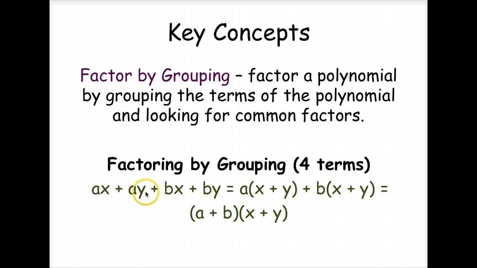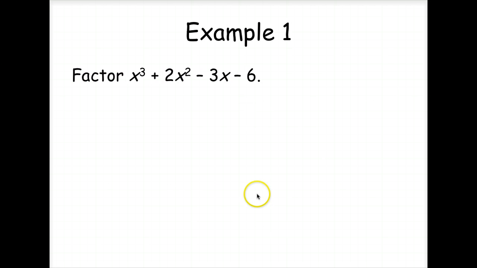So what we're doing here is we're grouping the ax plus ay and grouping the bx plus by, because we can pull an a out of these two and a b out of these two, and notice that it leaves x plus y. So we have a plus b times x plus y. Let's see what that looks like when we're actually factoring polynomials.